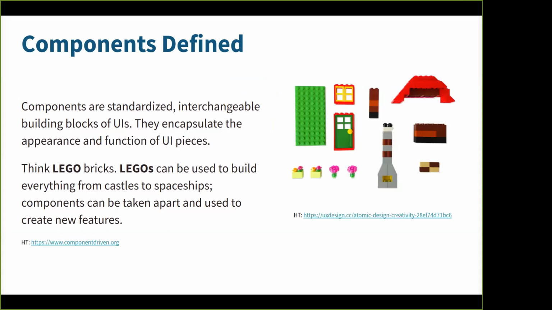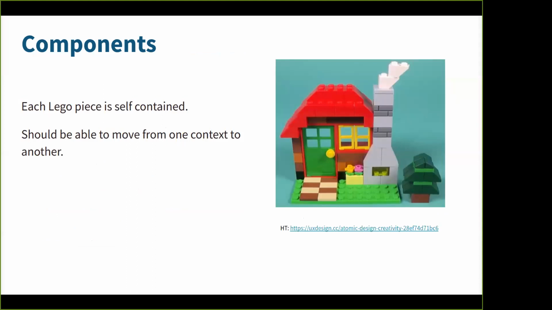So components are standardized building blocks for user interfaces. You can think of them as Lego building bricks. The smaller pieces are assembled and put together into larger items that are reusable across different contexts. Each piece is self-contained, and the goal is to be reusable, like the tree in this example. We should be able to use that tree in a different context and not build from scratch every time.